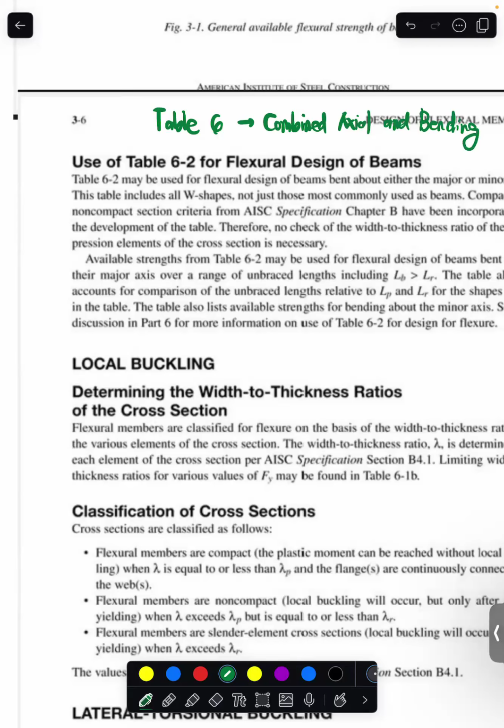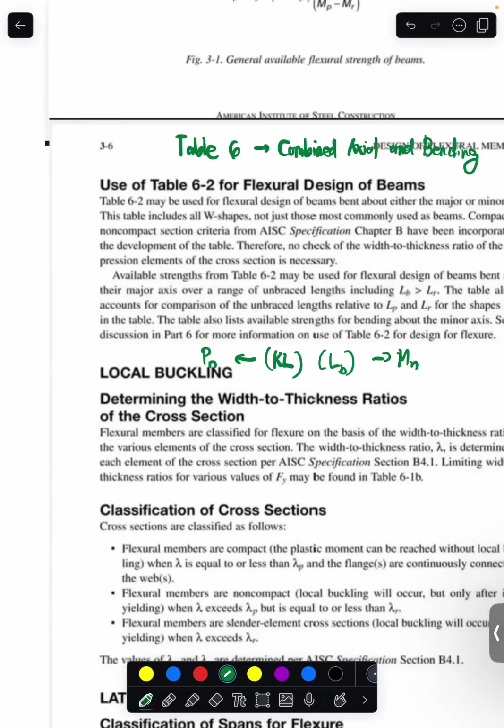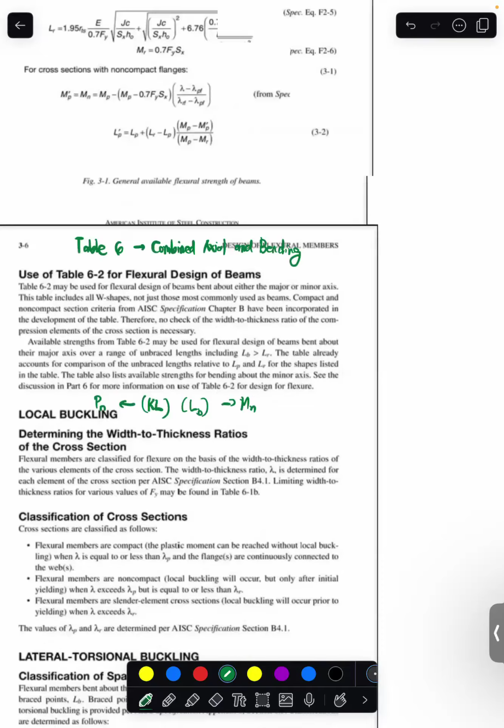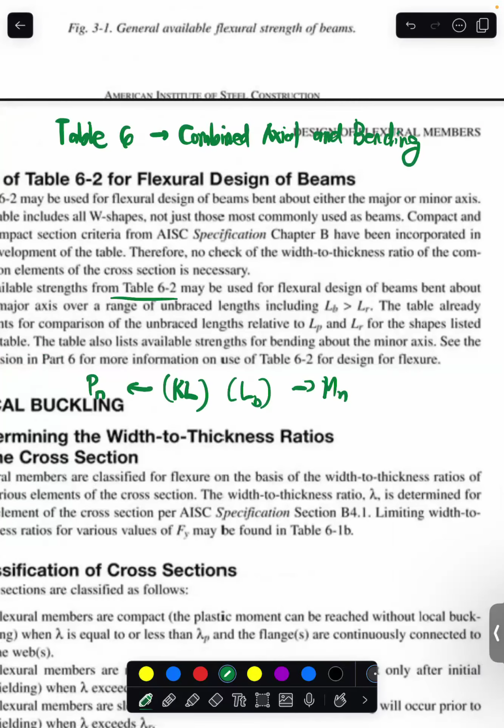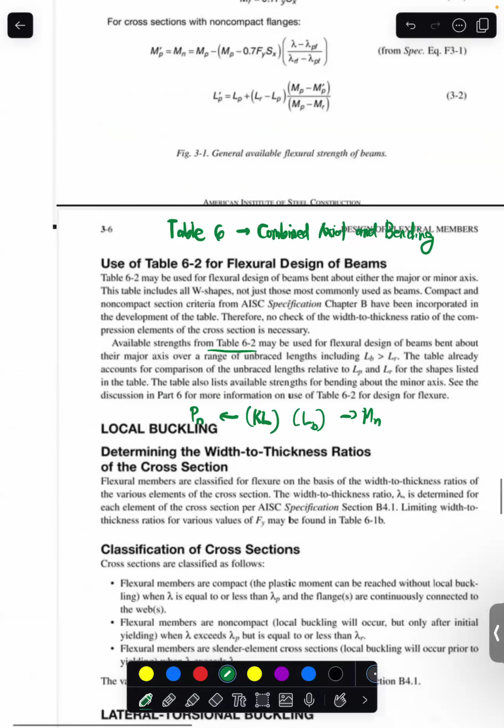And si 6-2 in particular is meron kang KL na pwedeng i-treat din as L sub B. Kapag sa bawat section, meron kang P sub N, tapos meron ka rin M sub N na pwedeng i-look out for. Ito yung in-offer ni table 6-2. Kaya sinasabi sa code na pwede mong simulan using table 6-2. Pero that's a very down the line pa.